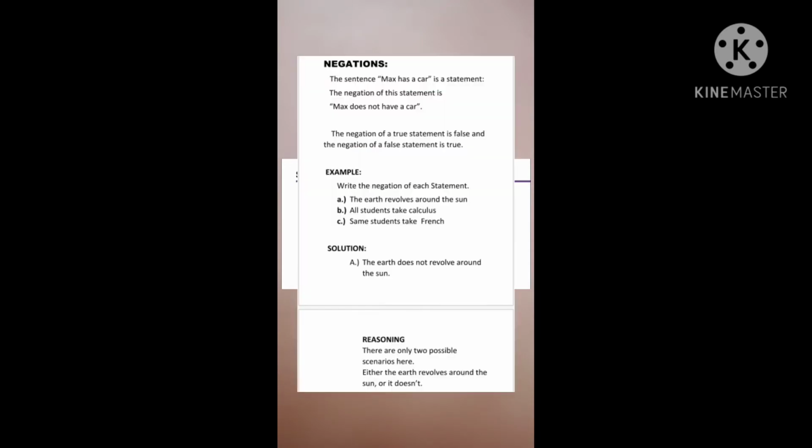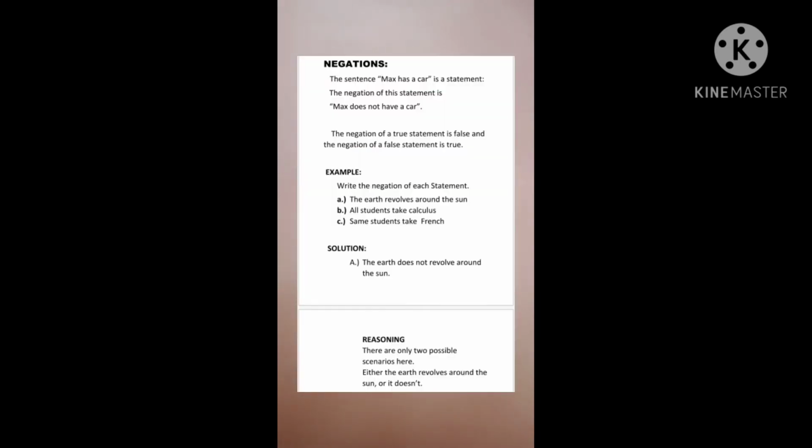Statements. A statement is defined as a declarative sentence that is either true or false, but not both simultaneously. Examples: the earth revolves around the sun. The sun revolves around the earth. 1 plus 2 equals 3. How do you spell your name? This sentence is false. Alin is not a good student.